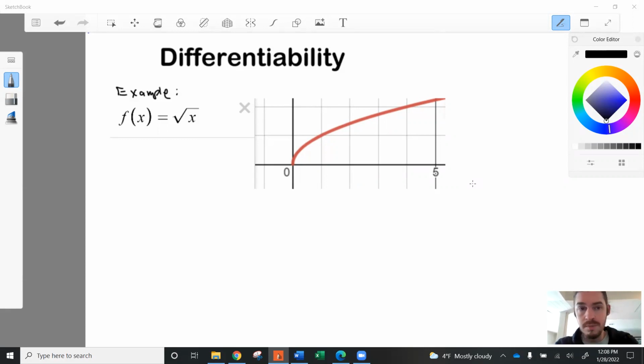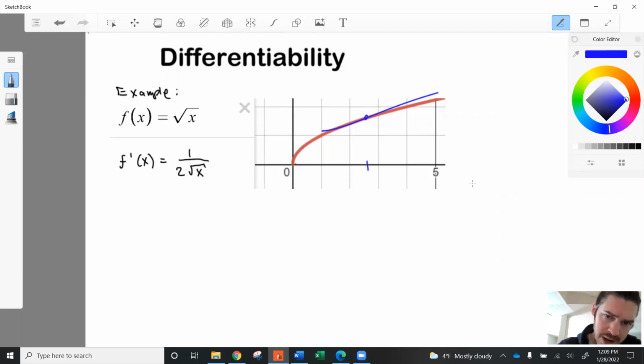You can show, using the definition of the derivative, the limit process, limit of the difference quotient, that f prime of x is 1 divided by 2 times the square root of x. I'm not going to show the proof of that right now, but we might do it in class. So the question I want to ask is, what happens at 0? Because certainly if I take any other point, I can imagine a tangent line. Great, slope of a tangent line.